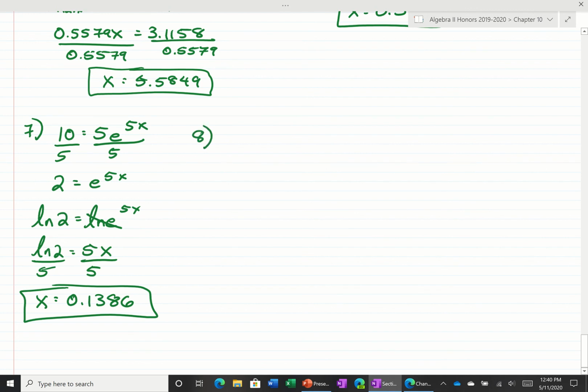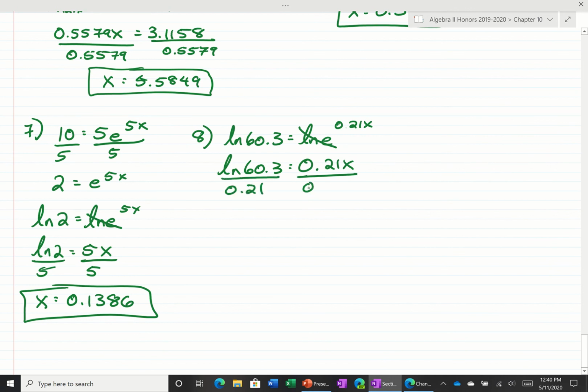Problem number 8 says the natural log of 60.3 is equal to the natural log of e to the 0.21x. Well, ln and e, they cancel, right? So we just get the natural log of 60.3 is equal to 0.21x. Divide both sides by 0.21. And let's see here, the natural log of 60.3 divided by 0.21. This is 19.5206.